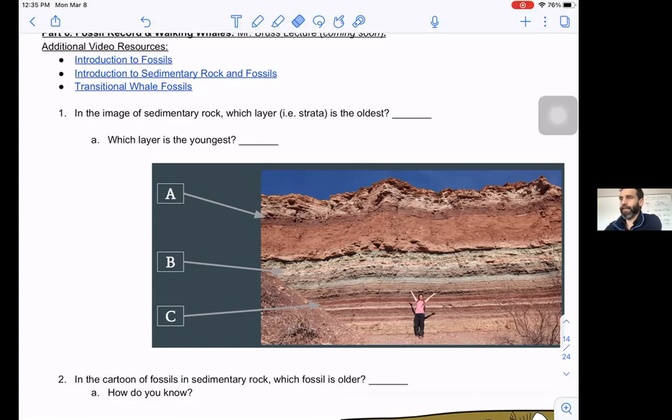So our first question is, in the image of sedimentary rock, which layer is the oldest? So what we said before is that the oldest layer is this one at the bottom. That's where the oldest layers are found. So that is C. And which layer is the youngest? That's simple, the layer up at the top is the youngest. A.